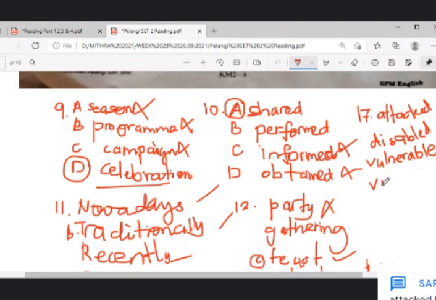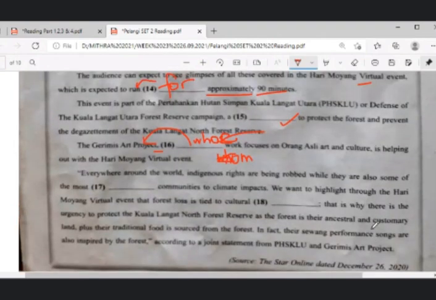And then we have violent. Violent means keganasan. Okay, so what do you think the answer for question number 17? Attack is quite easy for you to understand, I don't have to explain much. Disable means something like unable. Vulnerable, I just told you, possibility of being attacked. Okay, there is a chance of being attacked. Violent means keganasan. So what do you think the answer for question number 17?